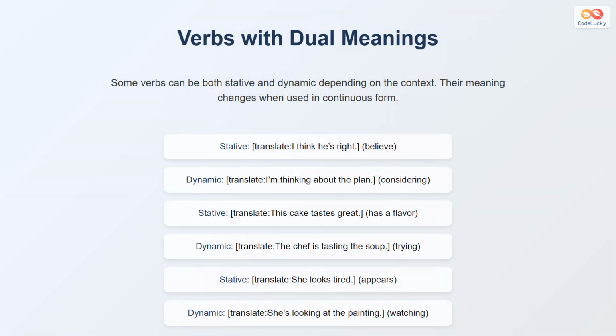Some verbs can be both stative and dynamic depending on meaning. For example, in the sentence, I think he is right, think means believe and is stative. But I am thinking about the plan shows considering, which is an action. The verb taste can mean has a flavor, as in, this cake tastes great, or it can mean trying, as in, the chef is tasting the soup. Similarly, look can mean appear, as in, she looks tired, or mean watch, as in, she is looking at the painting.